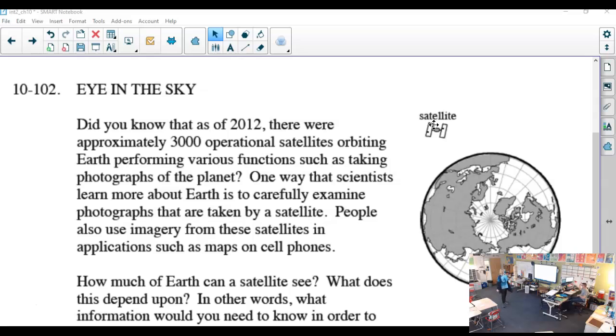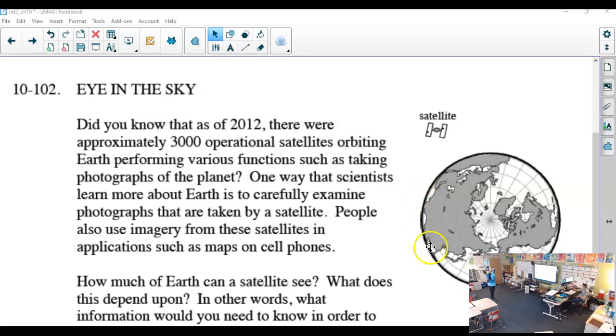We should refocus. Of these satellites that are up there, what would determine how much of the Earth it can see? So, if we have a satellite in a location, and you guys have this resource page that we're going to look at in a minute. There you go. Perfect sphere. Not really a circle, so that makes it kind of hard.